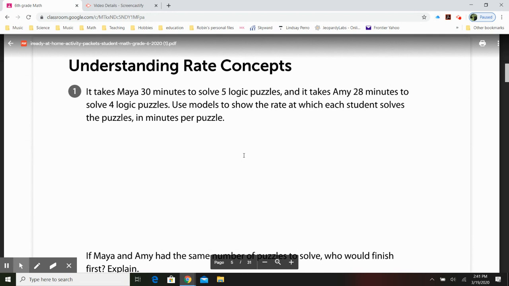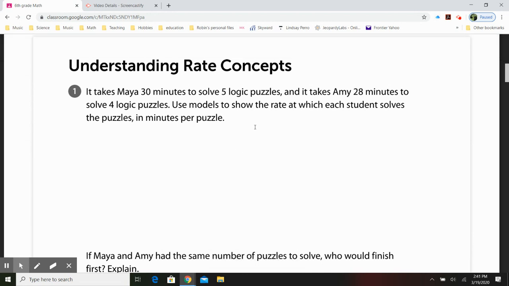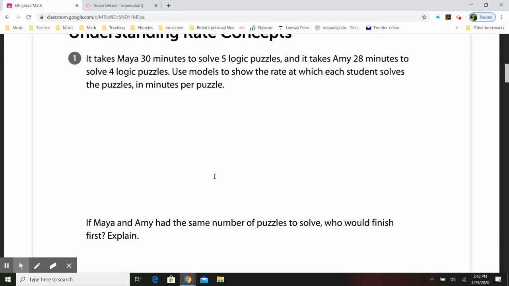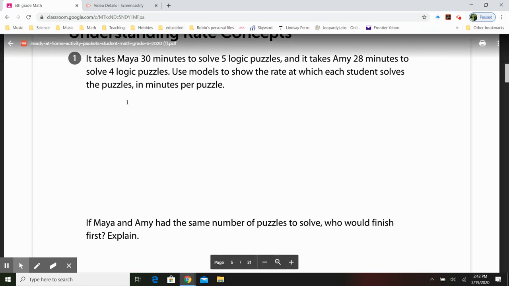This time we are looking at page 5, which is Understanding Rate Concepts. So rate, if we remember, is usually like miles per hour, so many words per minute, typing, things like that. So we're going to be finding those answers in these problems.